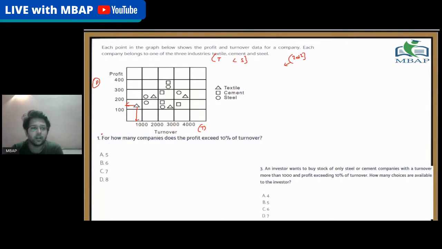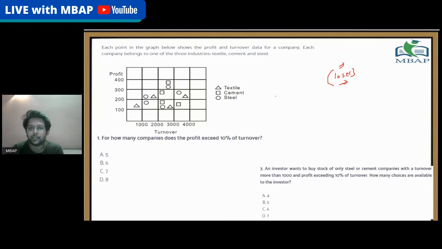The question is, for how many companies did the profit exceed 10% of the turnover? This is slightly a silly question. This kind of question you will technically be able to solve in 10 seconds only. 10 seconds is good enough for you to solve the question.